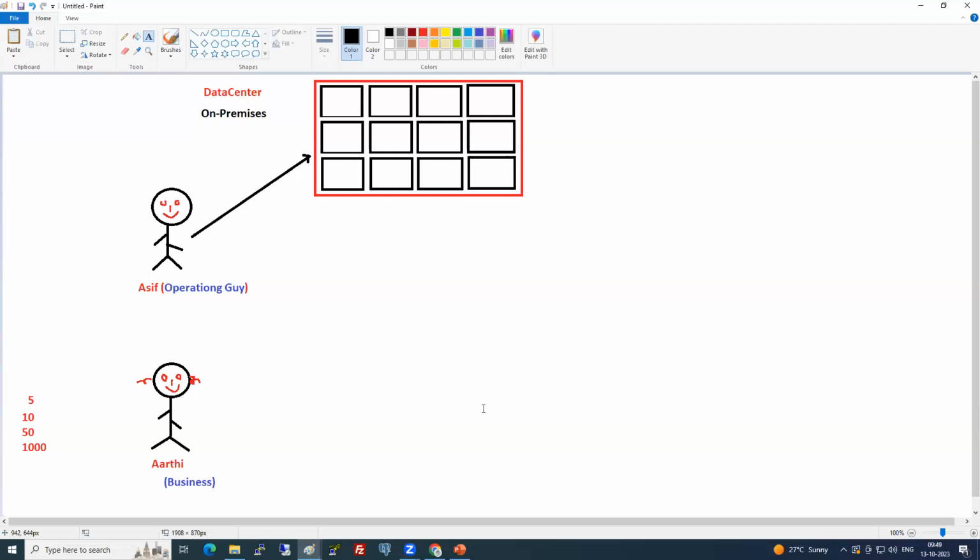Now, Asif is already frustrated with so many issues inside the data center. In this situation, Aarti called again. Hey Asif, we are getting a new project. New project. So generally people will be happy, but is Asif happy? No, because again he needs to set up so many servers inside this data center. So somehow he started putting all the servers. The first data center got full.